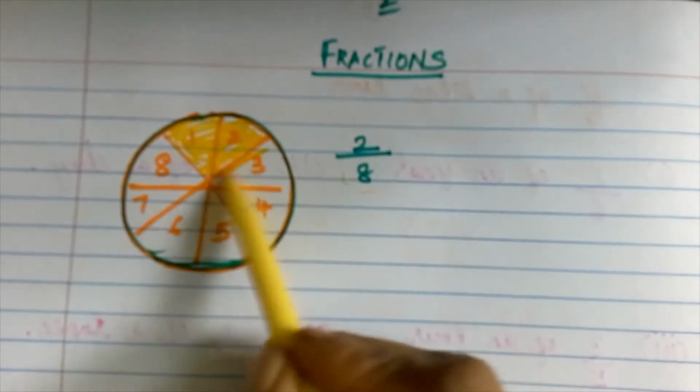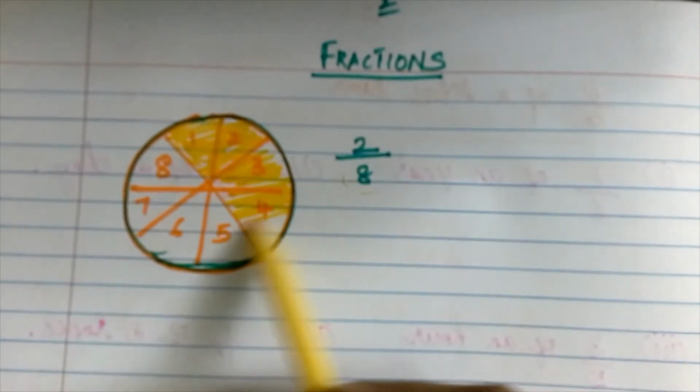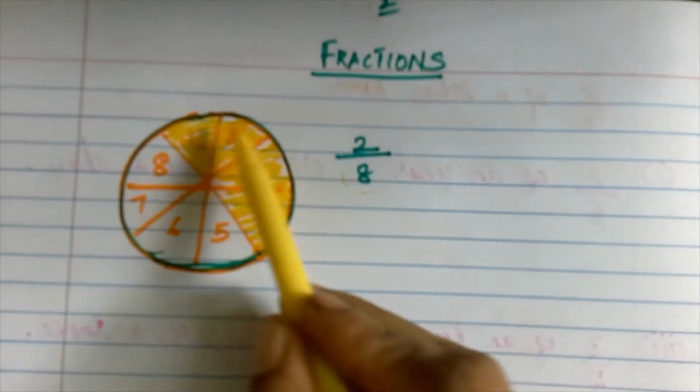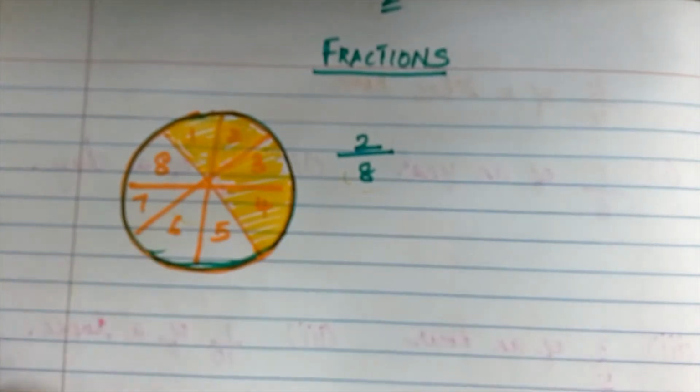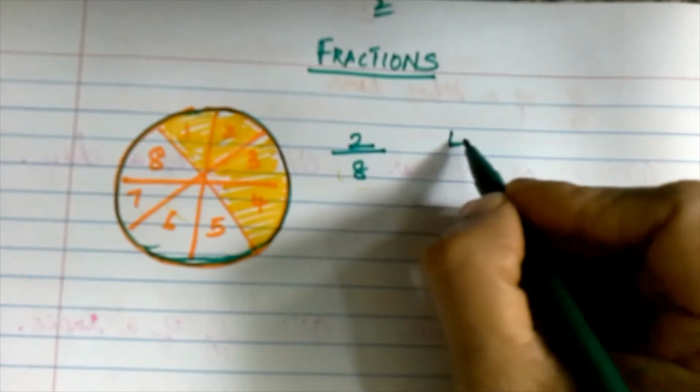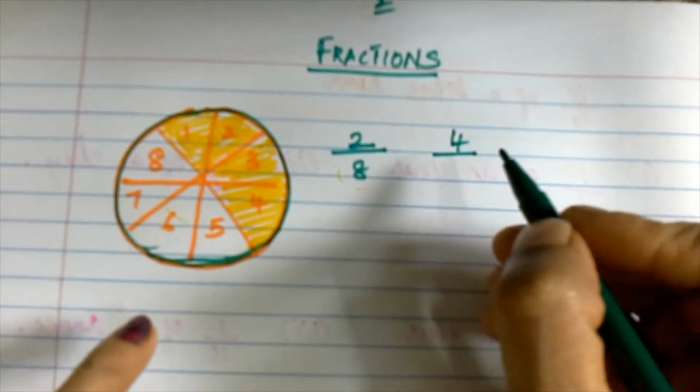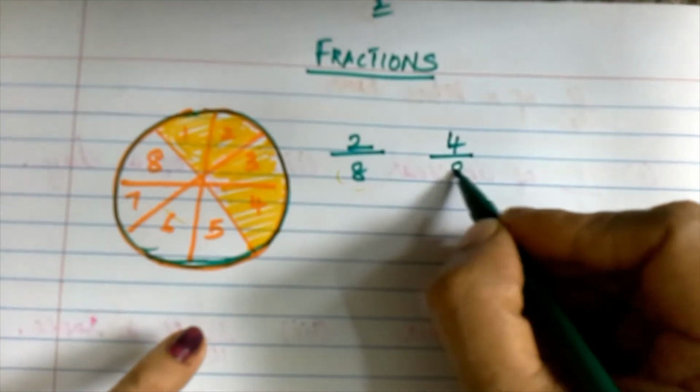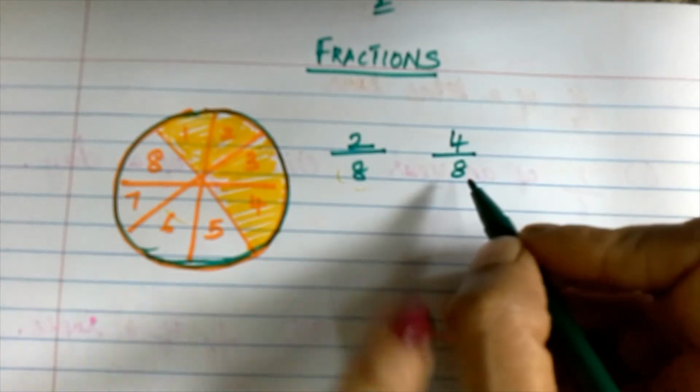If you're going to eat another 2, so we're going to eat 4 slices. Out of 8 slices, you're going to eat 4 slices. Then I'm going to write 4 by, what is my total number of pieces? 8. So this is called 4 by 8. This is called a fraction.